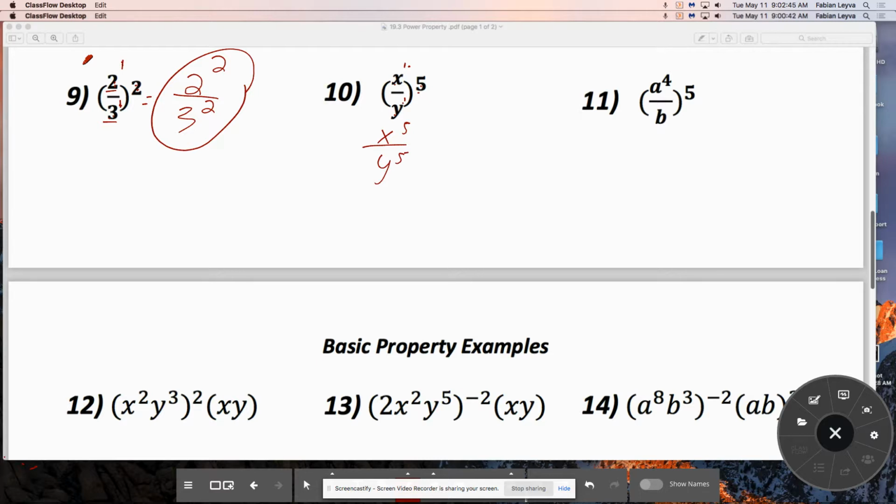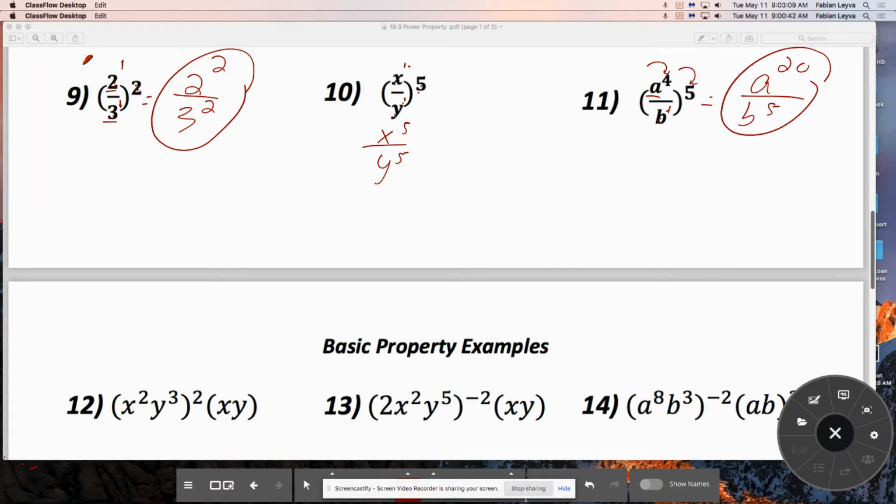Now, looking at the second one, notice that this one is a little more complicated, but not really, right? Because I'm doing the same thing over. This is a base of a getting raised to the 4th power, getting raised to the 5th power. This becomes a to the 20. Remember to multiply the exponents. This is b to the 1 raised to the 5th. 1 times 5 is 5. Don't forget that your b is in the denominator, so it stays in the denominator as well.